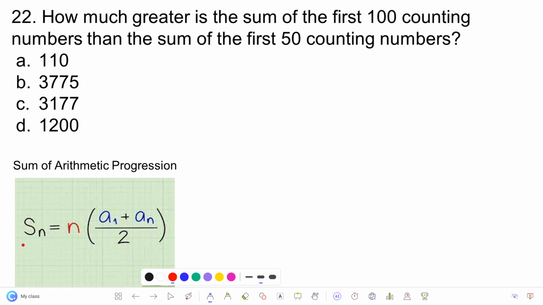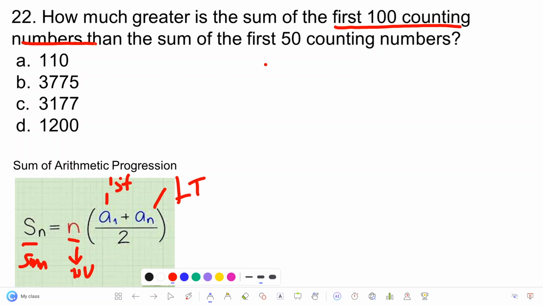Ang S sub n mo dito, ito yung sum. Ang n mo is the total number of values. Ang a sub 1 mo is first term. At ang a sub n mo is last term. Okay? So, how do you solve this? Ang sabi niya, gaano daw ba kalaki ang sum ng first 100 counting numbers kesa sa sum ng first 50 counting numbers. So, let's compute first for the sum of the first 100 counting numbers.